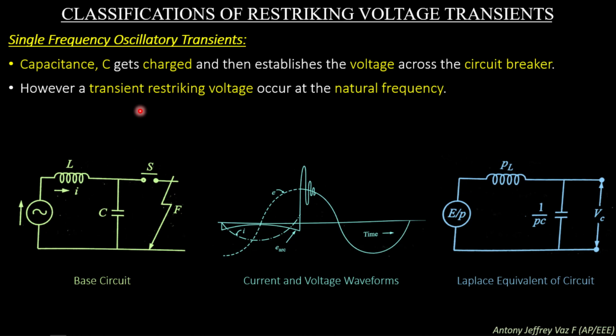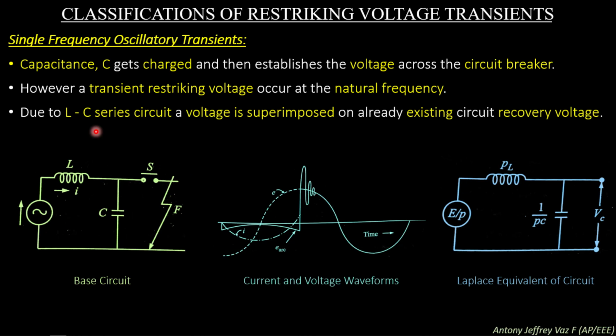However, a transient restriking voltage occurs at the natural frequency. Since the current is being interrupted at the current zero position and the capacitor is trying to charge itself, a peak voltage will occur and this peak voltage will oscillate at its natural frequency. Due to the inductance and capacitance series circuit, a voltage is superimposed on the already existing circuit recovery voltage.